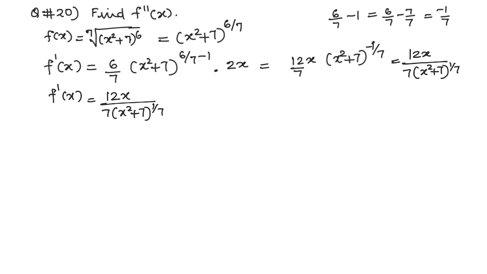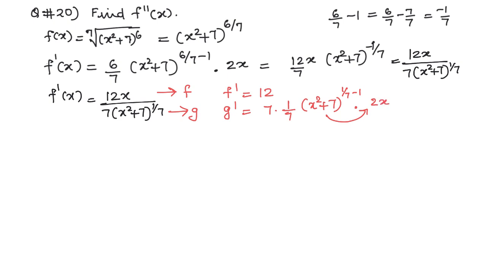Now I need to find the derivative of this again. So I'm taking this as f and g, then I'm going to use the quotient rule. So derivative of the numerator is 12, derivative of the denominator is, again I'm going to apply the power rule, then multiply by the derivative of the inner function. So I will get 2x, because this 7 will cancel and you will have 2x, and 1 over 7 minus 1, that is negative 6 over 7. So that factor will be still there.